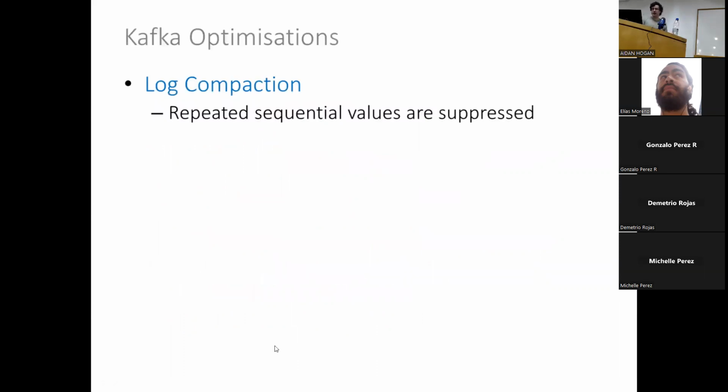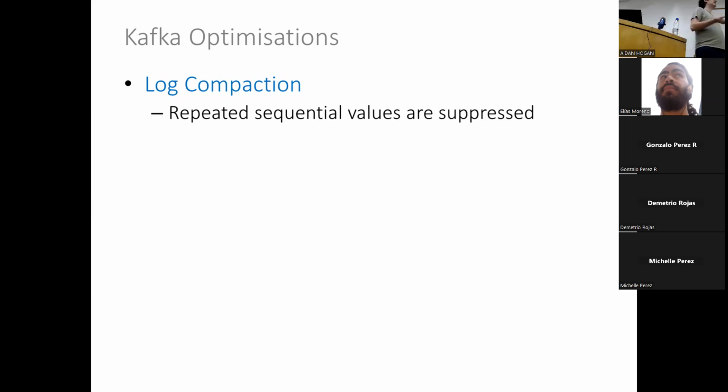Okay, well, we're nearly done. In terms of optimizations, we have a bunch that I'm not going to get into in too much detail. Kafka implements some optimizations such as log compaction, where it allows for compressing repeated sequential values.